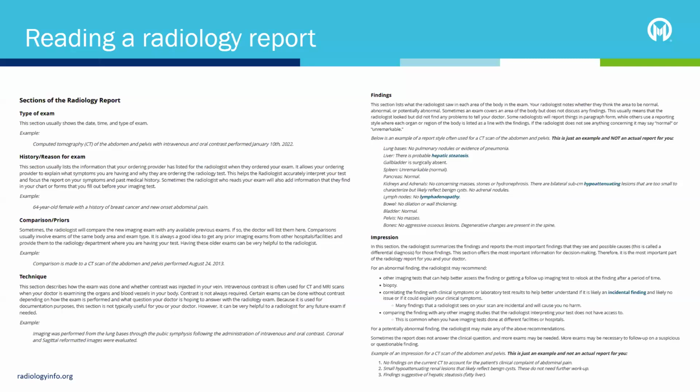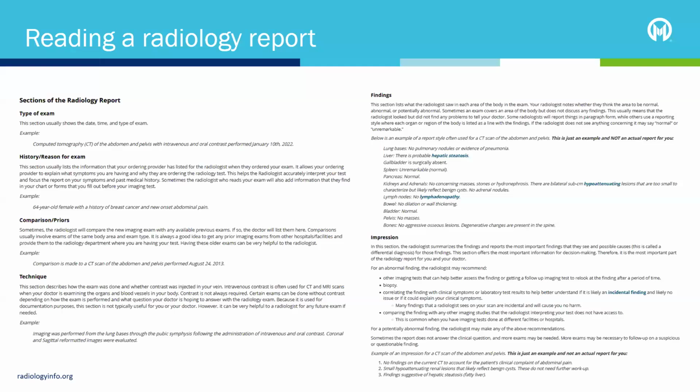There's going to be a technique section that describes what was done. Not as helpful for the patient. That's really more one of these administrative billing type things. The meat of the report then is what we call the findings and impressions. So findings are basically a textual description of what's in the scan. And for this example, it's an abdomen pelvis CT scan.